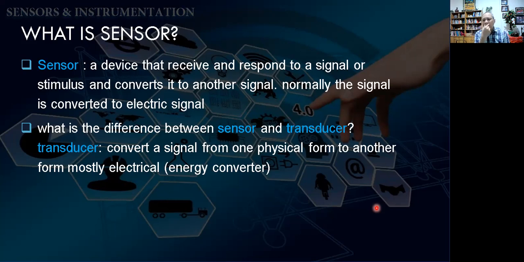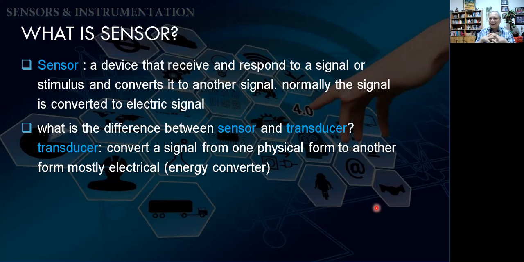Usually this is when we measure a position, a pressure, some kind of physical quantity, and then a sensor will somehow change something. For example, a resistance temperature detector. If the temperature changes, then the resistance value of that sensor will change. That is a sensor. But if this sensor then transforms its signal from that physical resistance value to, let's say, a voltage value to be fed back to the controller or to the PC, then somehow we can call it a transducer.